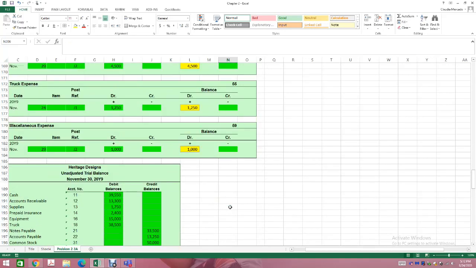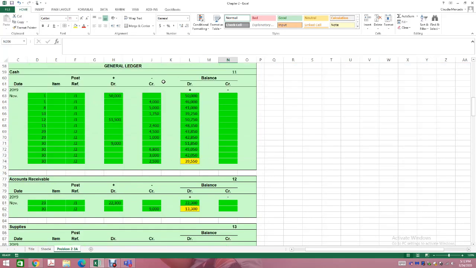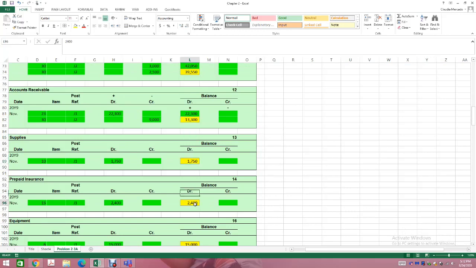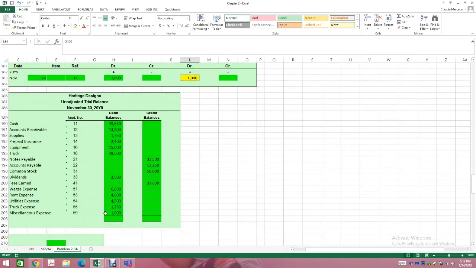Okay. So what we've done here is we've transferred the ending balance from each of your general ledgers into your unadjusted trial balance. So you're just picking up the ending balance on each of your accounts, okay? And then you're transferring it over and creating this report, which is a summary with all of the ending balances in all of your accounts.